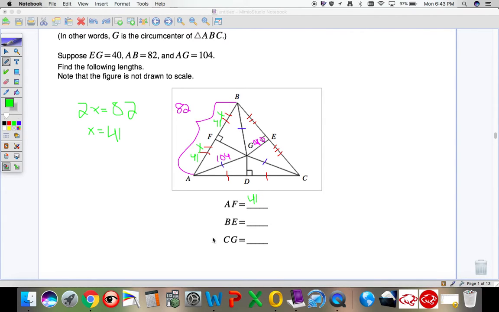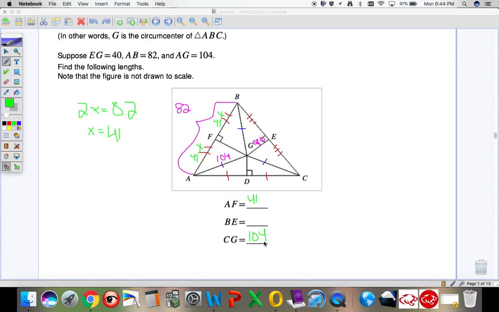All right, next one is BE. I'm going to save that one for last. This one here, CG, that one's pretty easy because if you look, CG has 1 dash on it. And my 1 dash over here is 104. All those pieces are congruent, so CG is going to be 104.